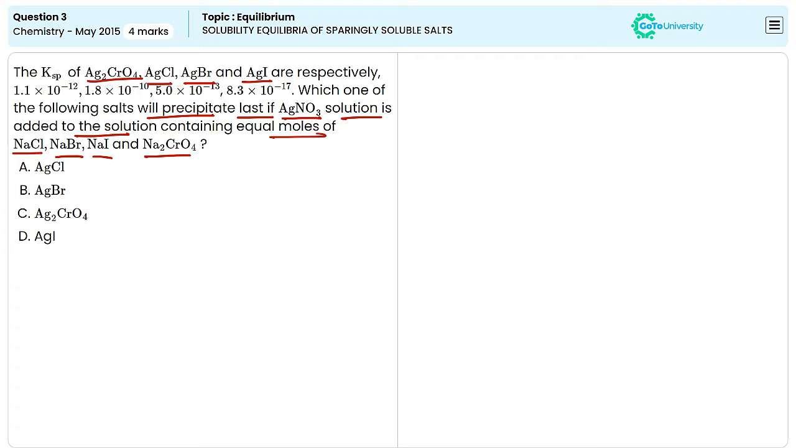The solubility product can be defined as the product of molar concentration of the corresponding ions of a particular salt in its saturated solution. And when the solubility product is less than the ionic product, we can say the precipitation will take place. That is, when the ionic product exceeds the solubility product, the precipitation process will happen.